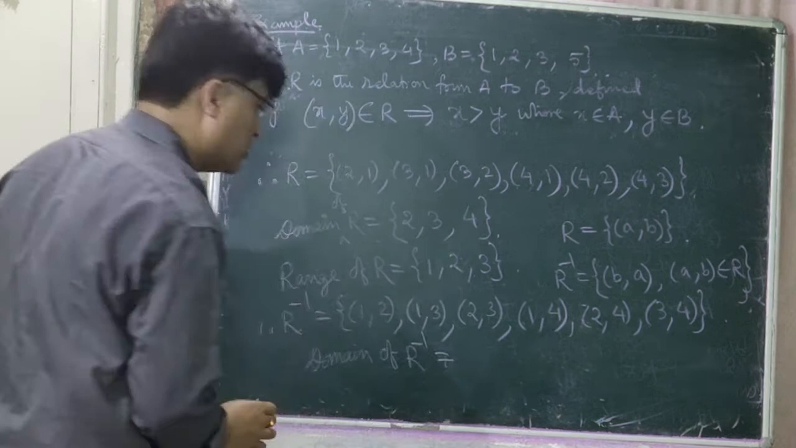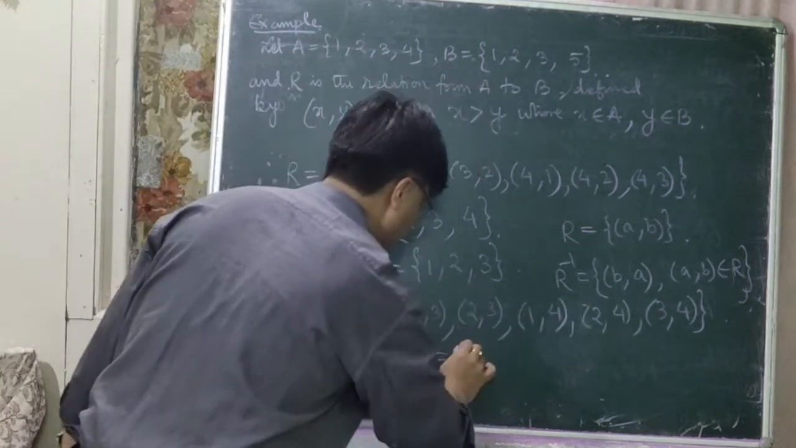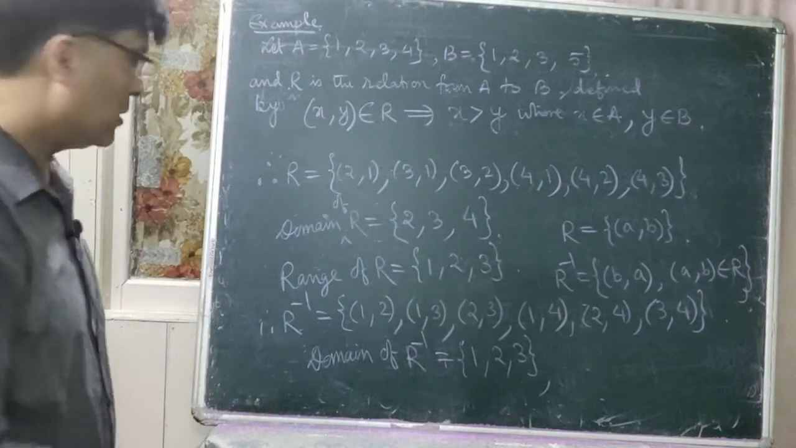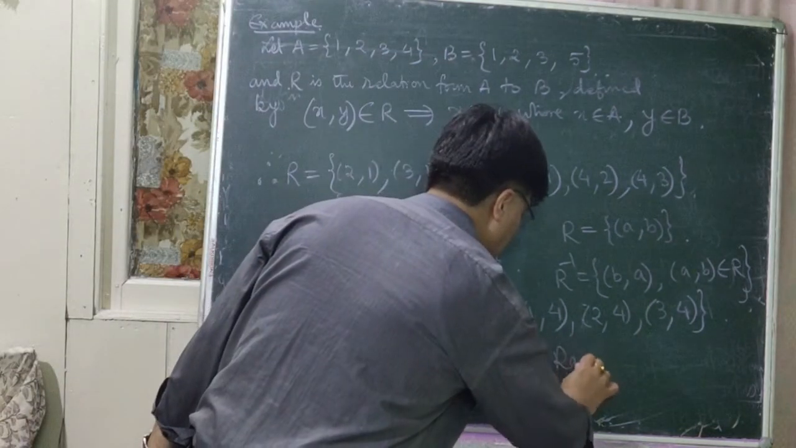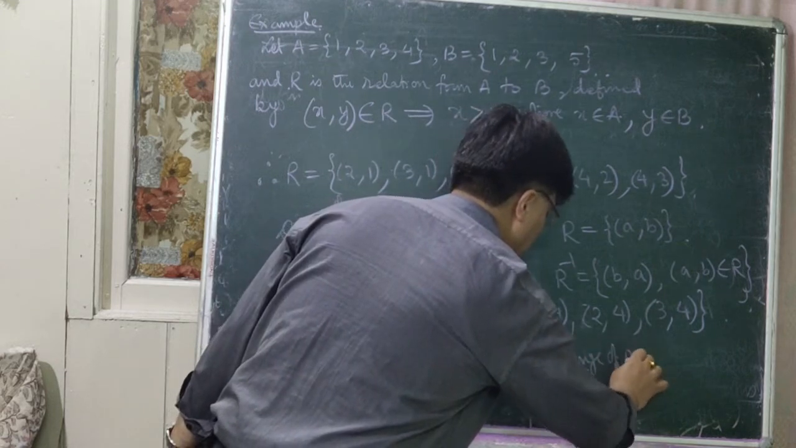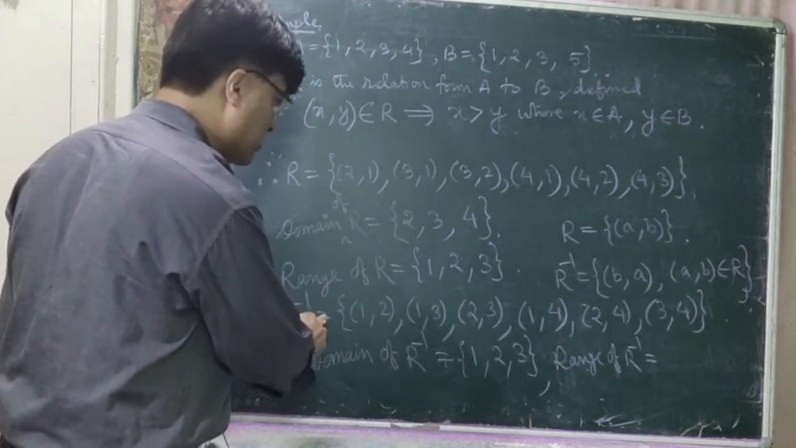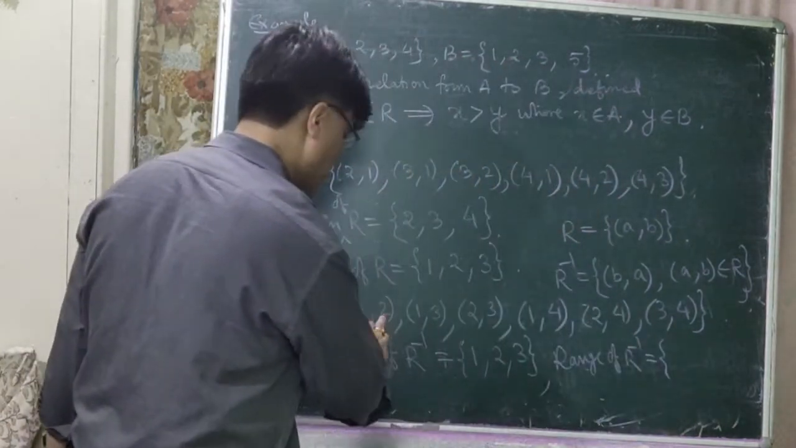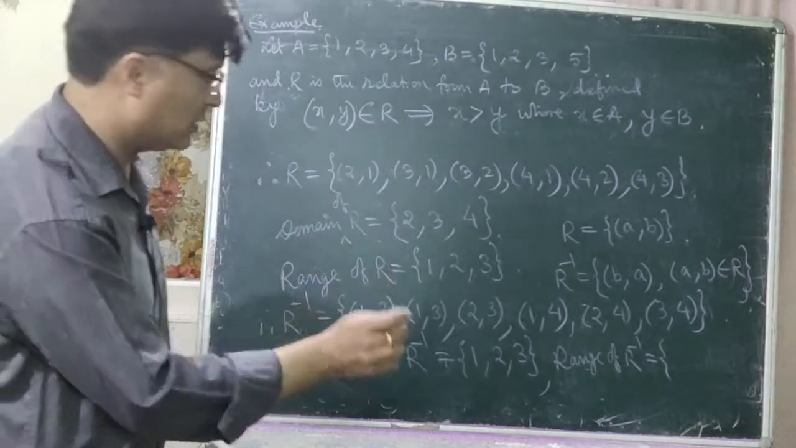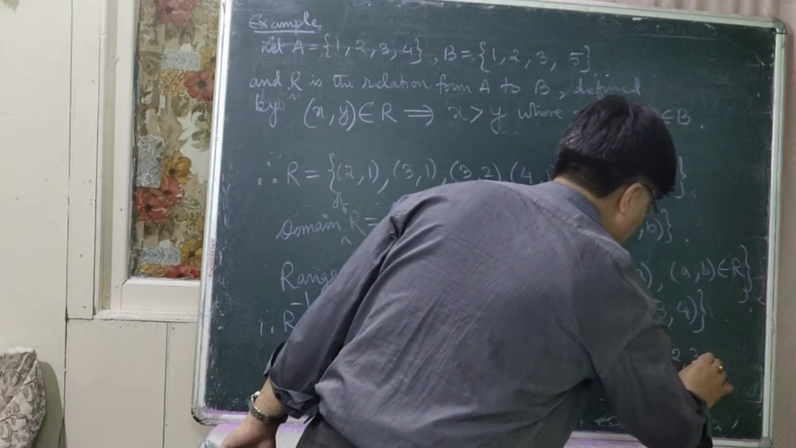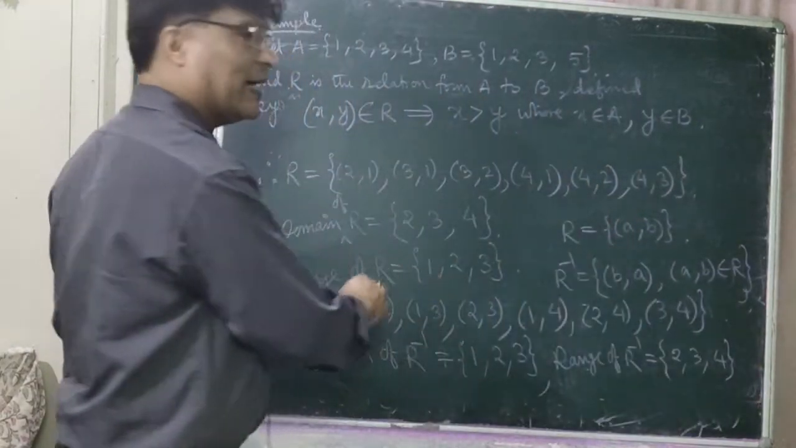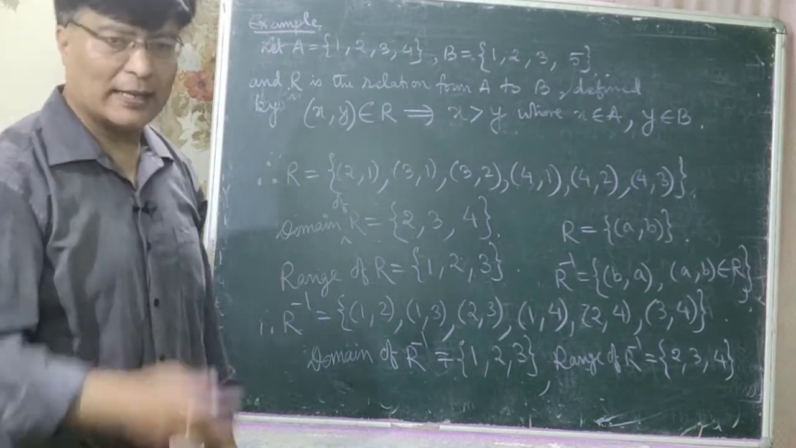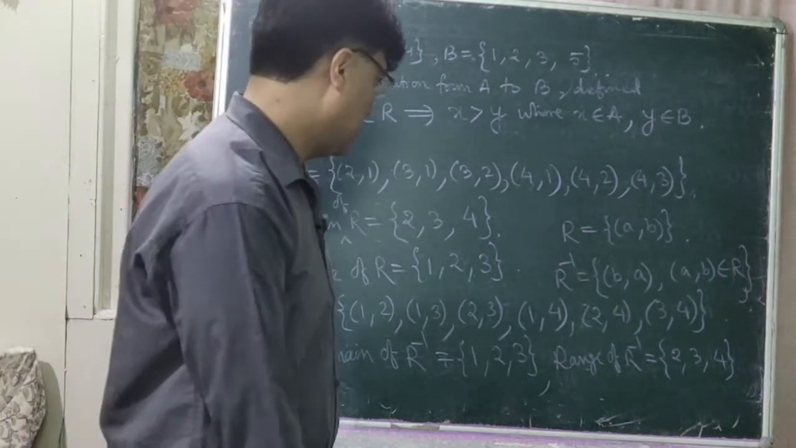What is the domain of R inverse? Domain of R inverse is 1, 2, 3. Is that clear? So what is the range of R inverse? Range of R inverse is equal to 2, 3, 4, the second elements. So you know that in the set of ordered pairs, the first element is known as the domain and the second element is known as the range.